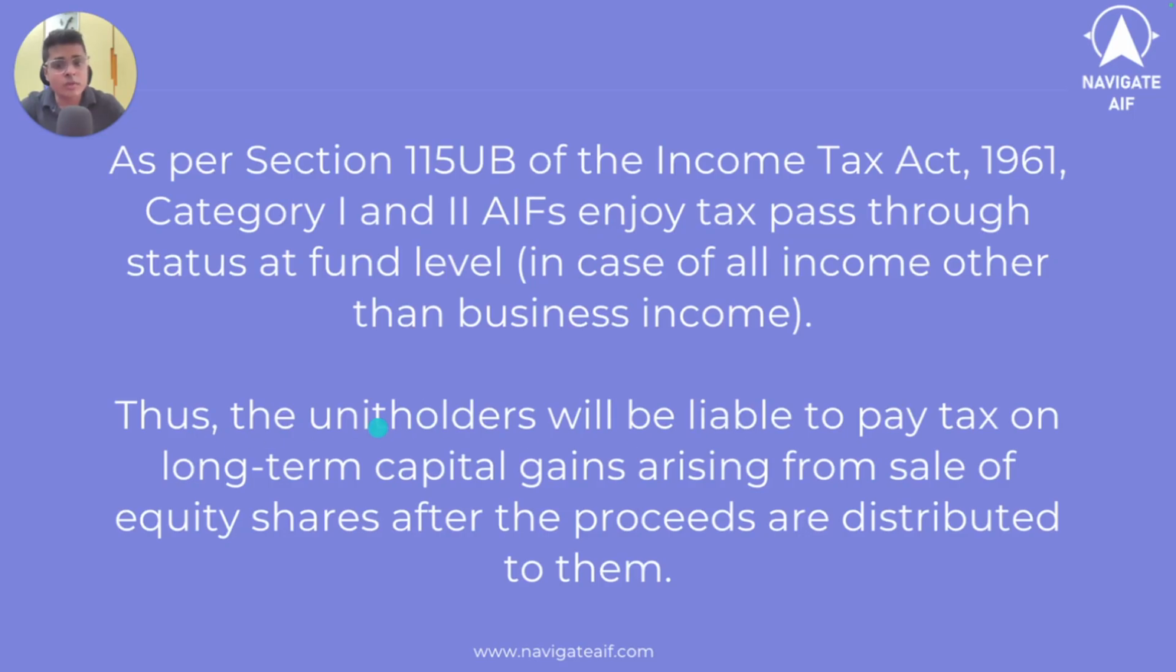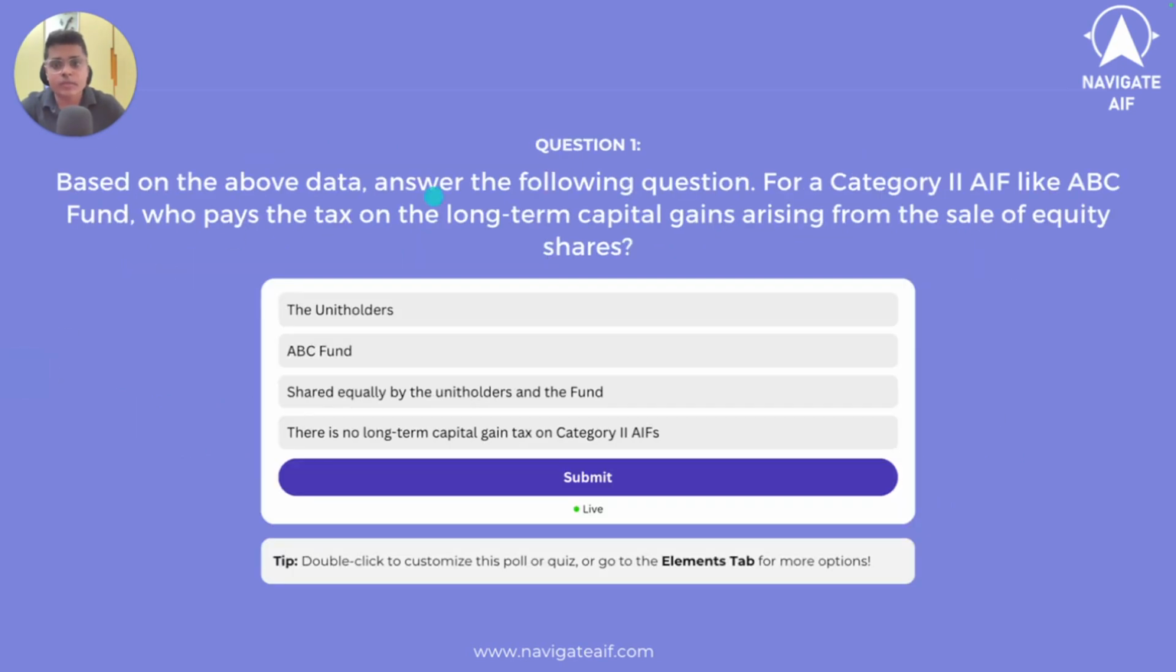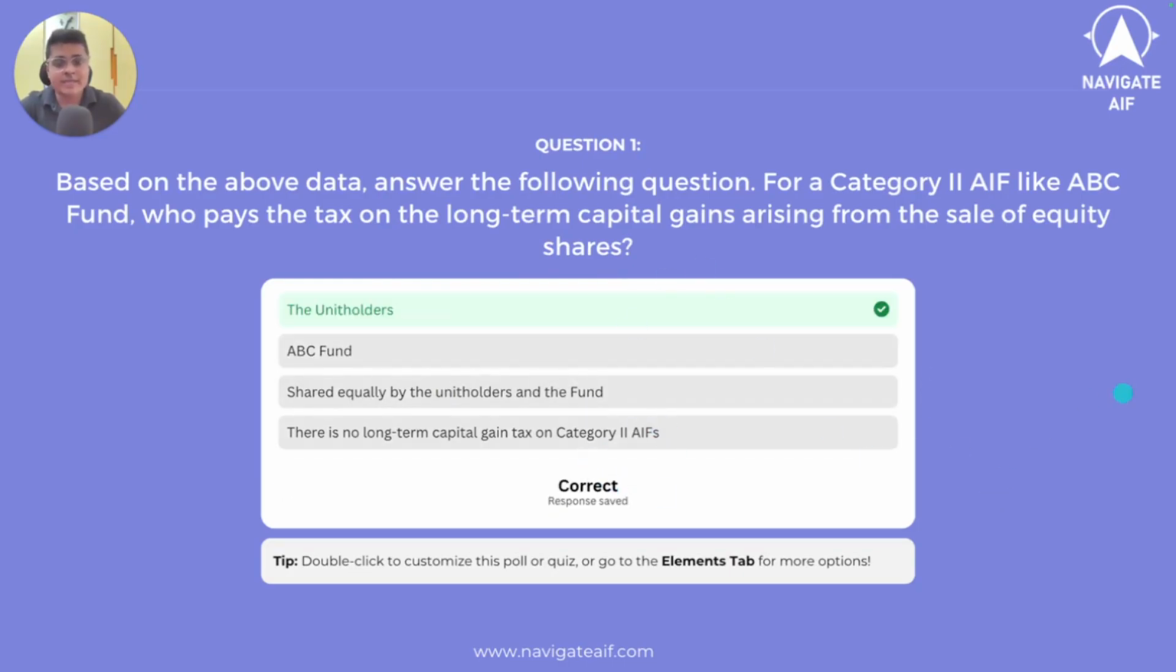So the unit holders will be liable to pay tax on long-term capital gains arising from sale of equity shares after the proceeds are distributed to them. So for this question, our answer should be the unit holders. Okay, that's the correct answer. Let's move on to the next question.